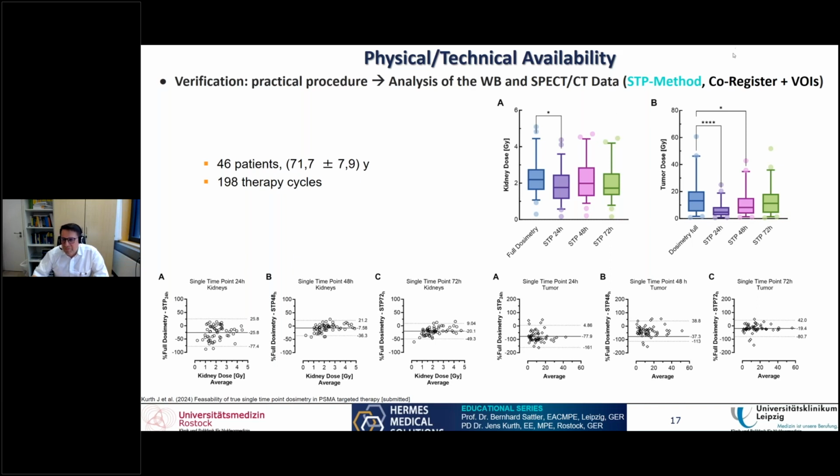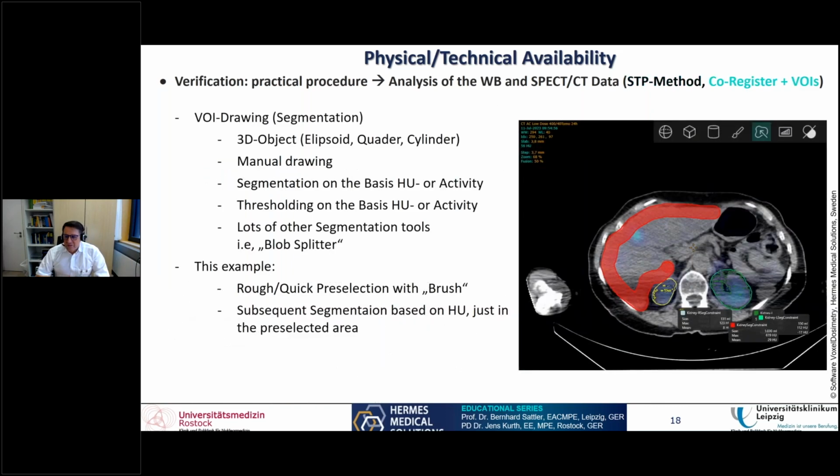And you see, for a tumor, it is actually very comparable with the full dosimetry. That means with all time points, if you use one single time point at 72 hours to deduct the full time activity curves. For the organs at risk, it's about that clear, but not as clear as it is in the tumors. So just some examples for what other software tools you could use.